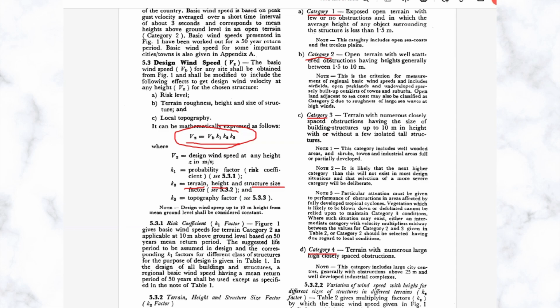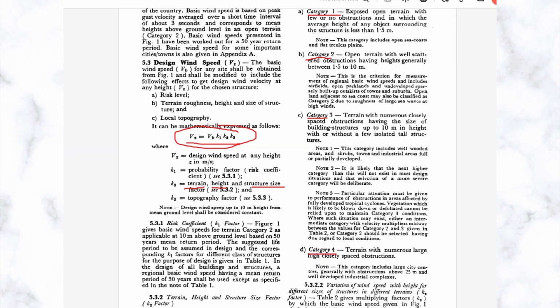So you can take an area, for example, if you are doing construction in a commercial area where there are tall structures, or in a rural area where there are no constructions and buildings are only 1.5, 3, or 4 meters in height, then you categorize accordingly. Now we have to discuss the class of structures again, because your K2 factor, the terrain height and structure size factor, will depend upon three things.